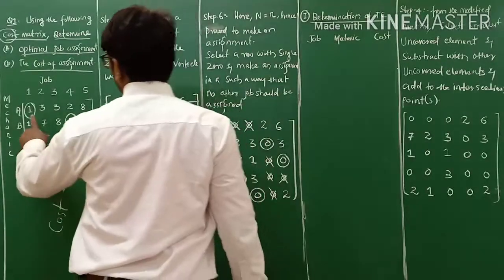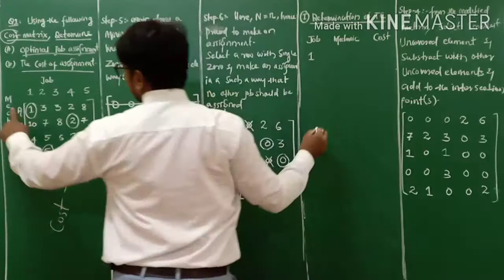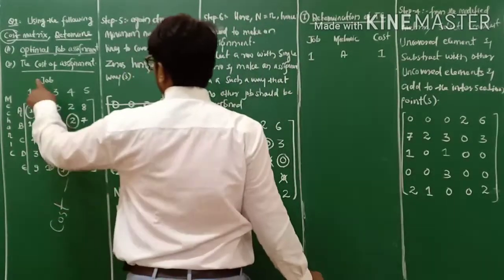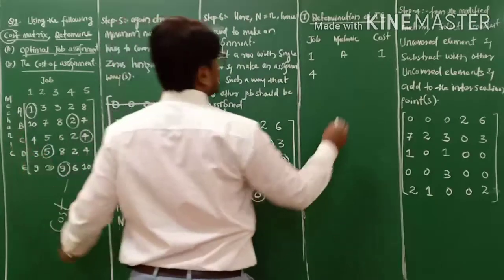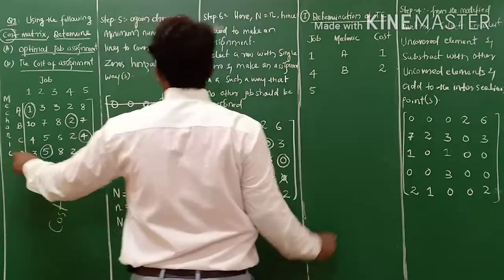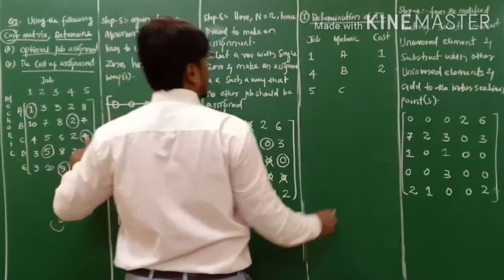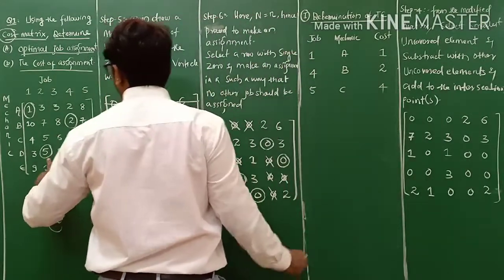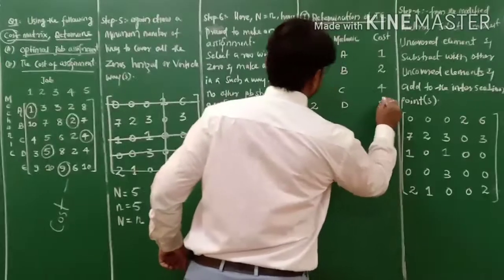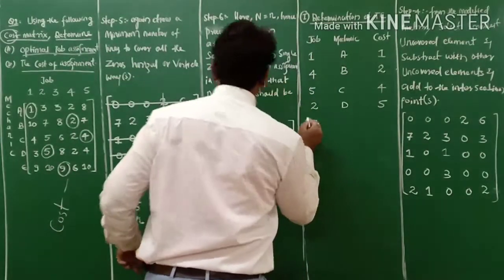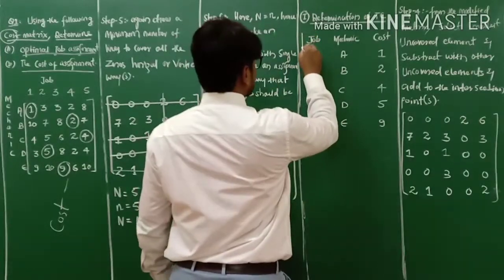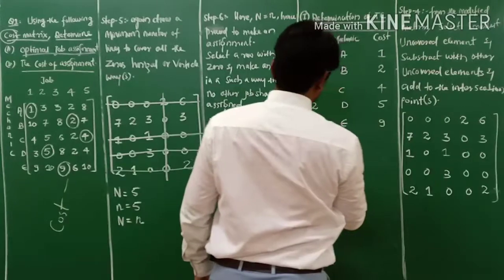Fine. Now the first assignment is job one. So job one, mechanic A, cost is one. Cost is one. Very simple. The next one is job four, mechanic B, cost is two. Likewise, job five, mechanic C. Cost is 4. The next one is job 2, mechanic B, and the cost is 5. Likewise, job 3, mechanic B, and the cost is 9. Cost is 9, my friends. So this is what our cost table looks like.